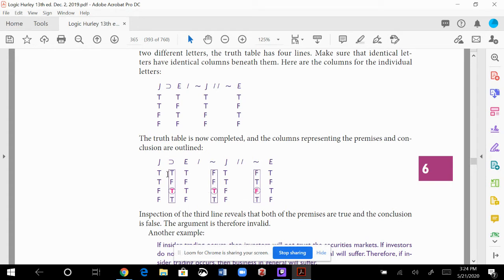So he's saying look for when it's true and false, meaning if we have two true premises and a false conclusion?